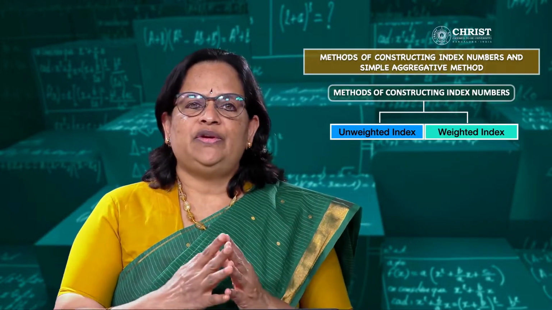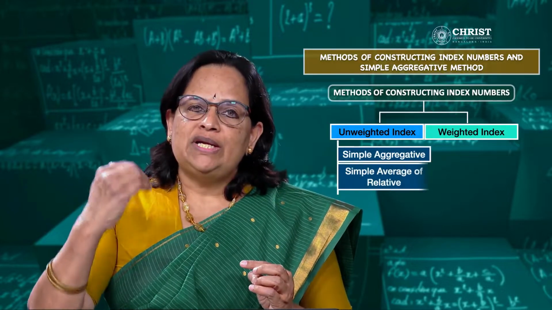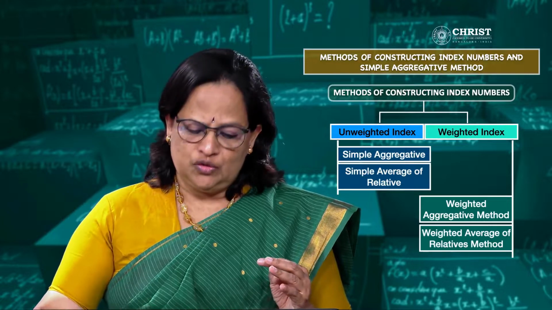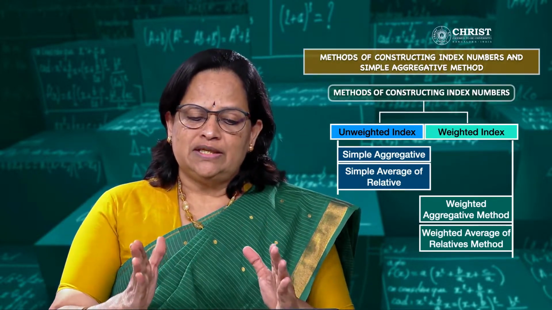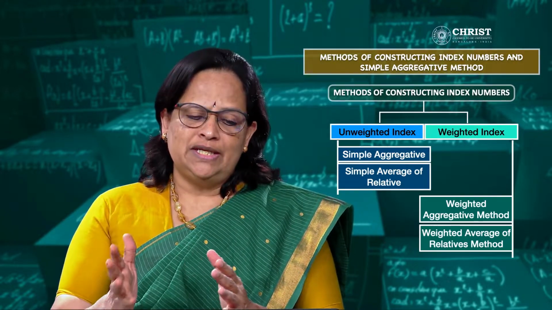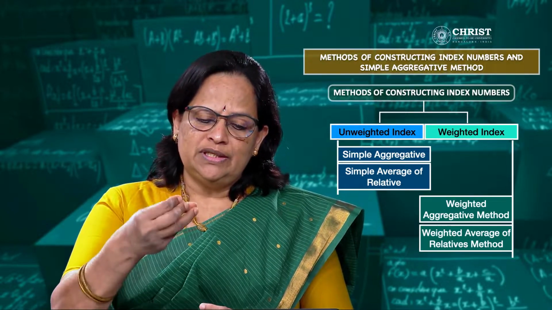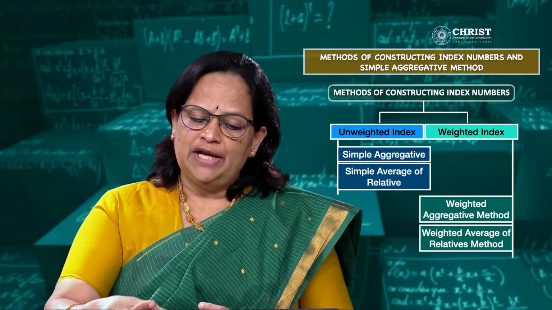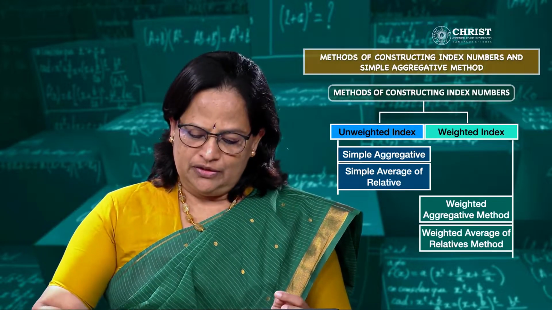Now the subclassification. Unweighted index we divide into two: the simple aggregative method and the simple average of relatives method. Explaining with the help of a diagram, index numbers are divided into two: unweighted index and weighted index. Unweighted index is divided into the simple aggregative method and the simple average of relatives method. Similarly, weighted index is divided into the weighted aggregative method and the weighted average of relatives method.